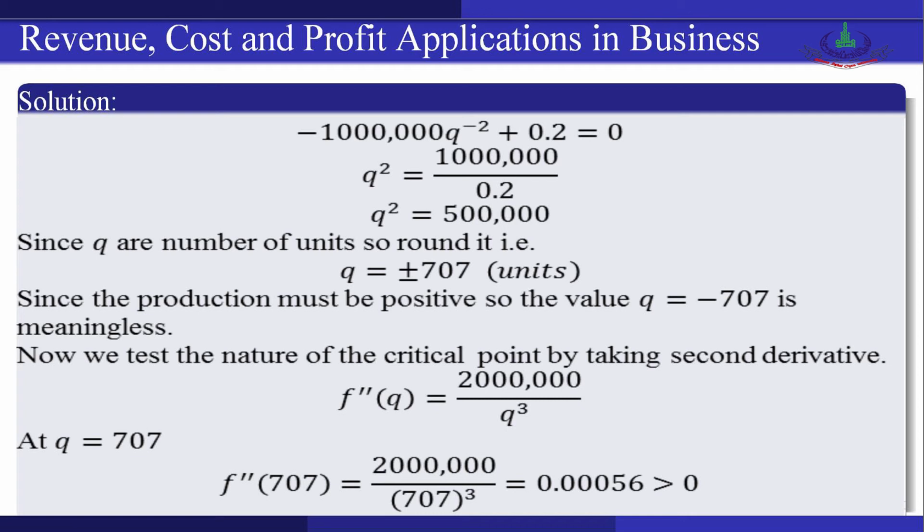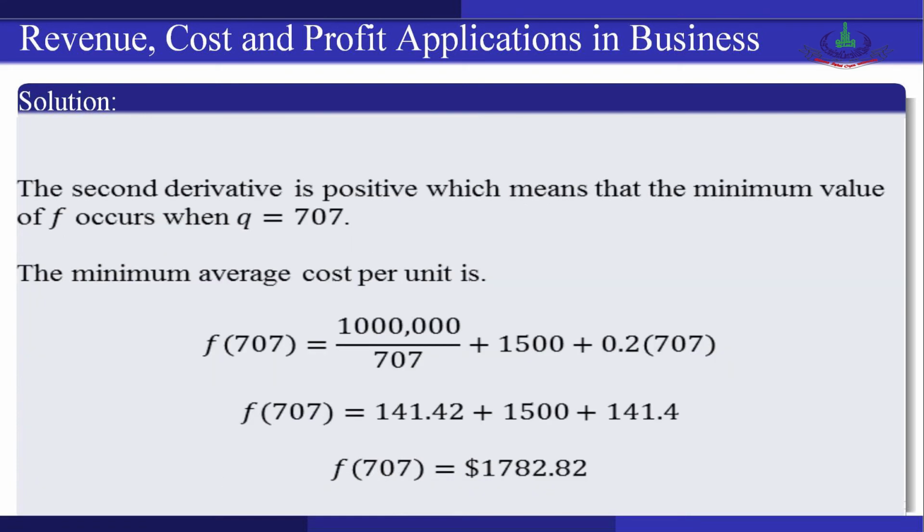Now we test the nature of critical points by taking the second derivative, that is, we calculate f double prime Q, which is equal to 2 million divided by Q cube. Now we put Q is equal to 707. So we get f double prime 707, which is given by 0.00056, which is positive. Dear students, the second derivative is positive, which means that the minimum value of f occurs when we take Q is equal to 707. Therefore, the minimum average cost per unit is f of 707.